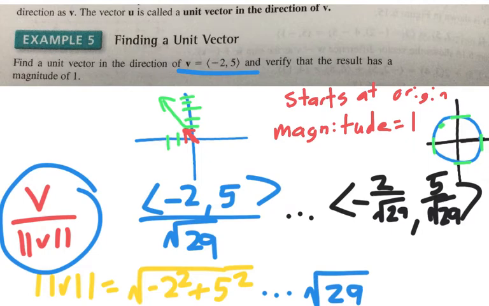Do it. (-2 over radical 29) all squared plus (5 over radical 29) all squared equals... What's this going to be? You get 1. Because why? The magnitude is going to be 1. That's what I've done. I've kept the same direction, but I've changed its length.